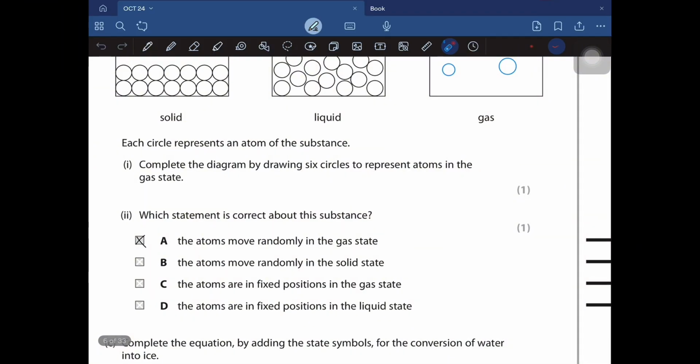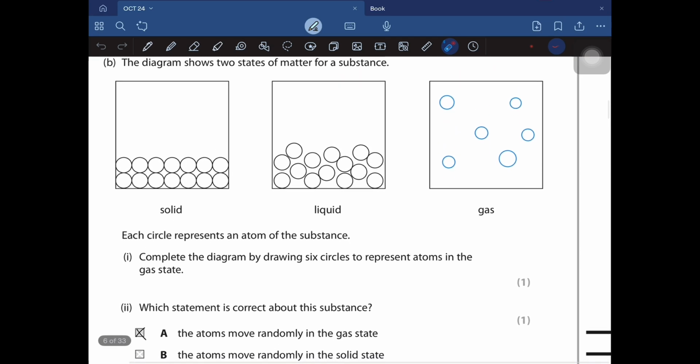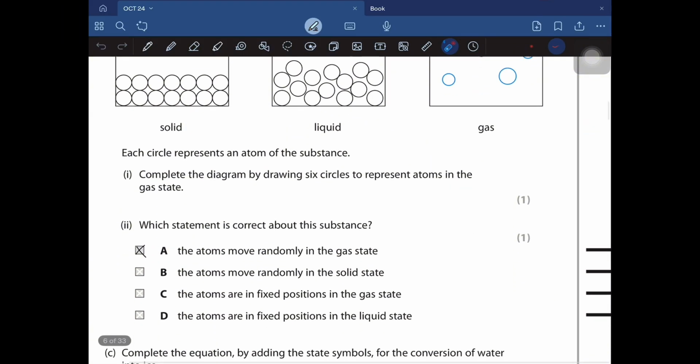Which statement is correct about this substance? The atoms move randomly in a gas. As I said, in the gaseous state the atoms move randomly, at high speeds, in random directions. So A is going to be the answer.